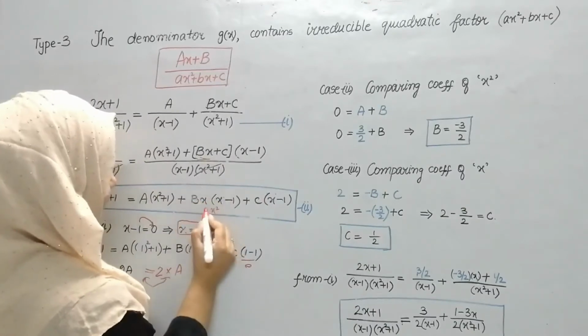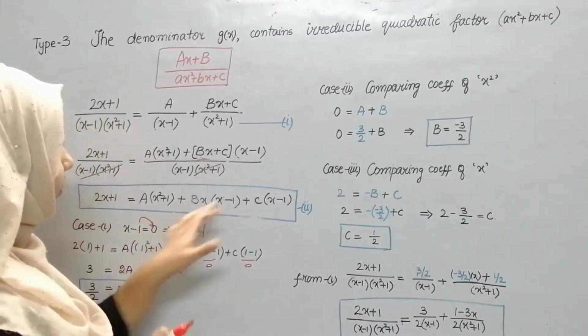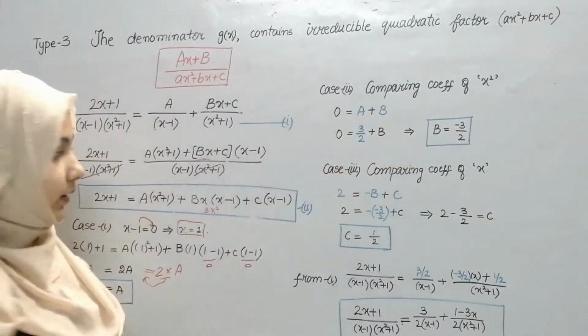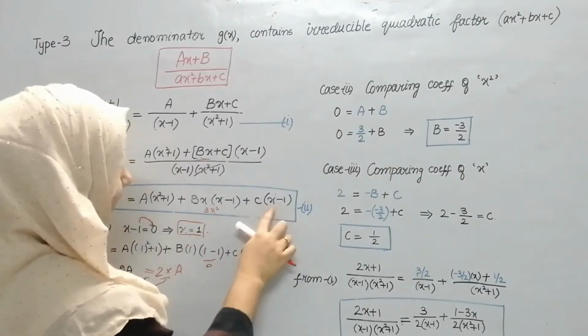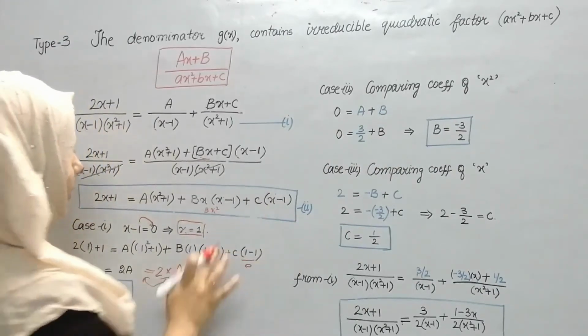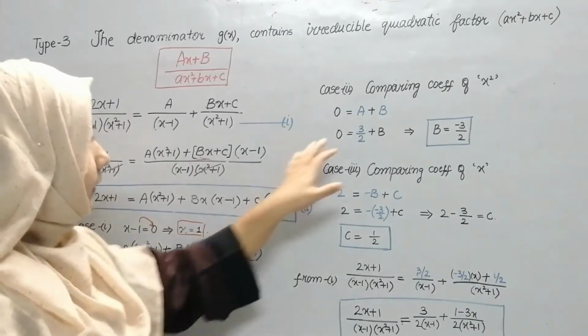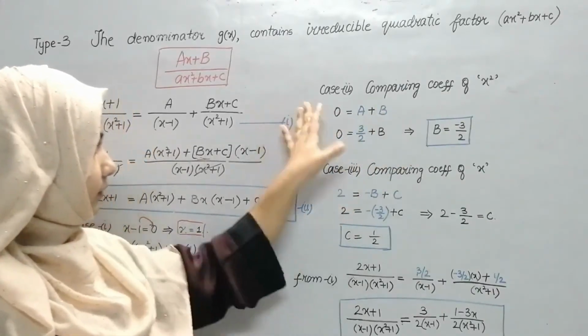तो x square का coefficient क्या हो गया यहाँ पर? b हो गया. So that's why I'm writing here b. Okay. Now moving on. Do I have any x square term here? No, I don't have. So I'll not write it.